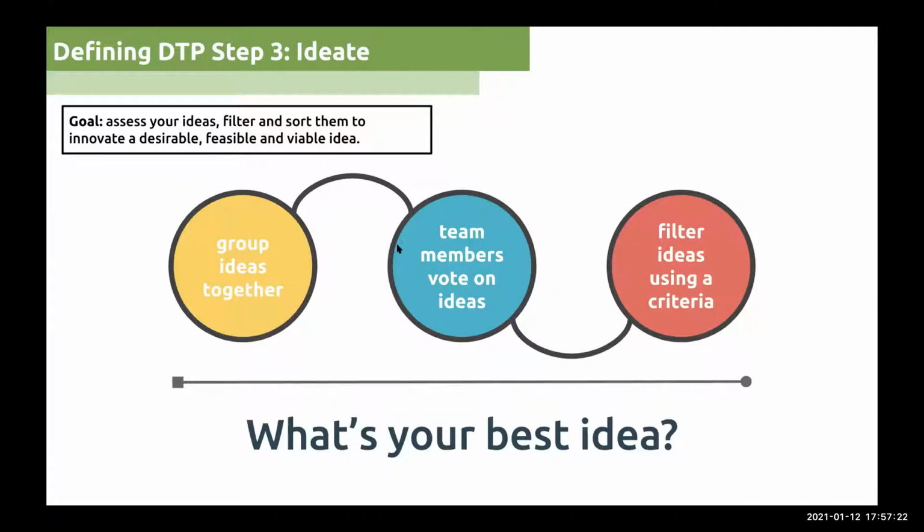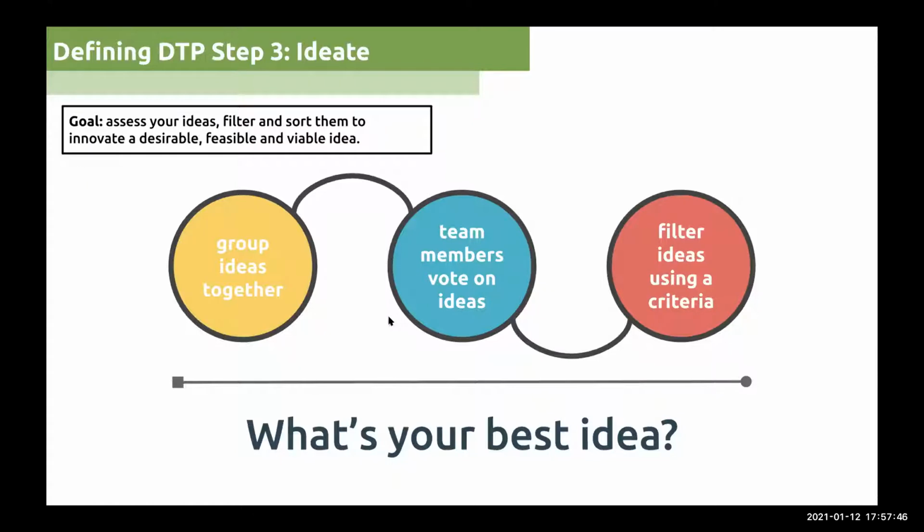The second thing is, once you start to group your ideas, your team members should vote on ideas using criteria. Each member should assess whether it meets the user's need very thoroughly, whether it is exciting to work on, and whether it connects to the challenge at hand. If you filter your ideas using this criteria, you should be able to land on a solution that fits those three criteria we set earlier on.